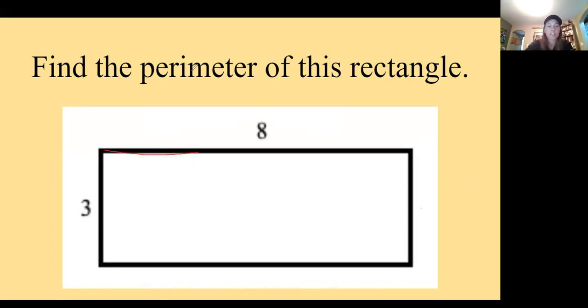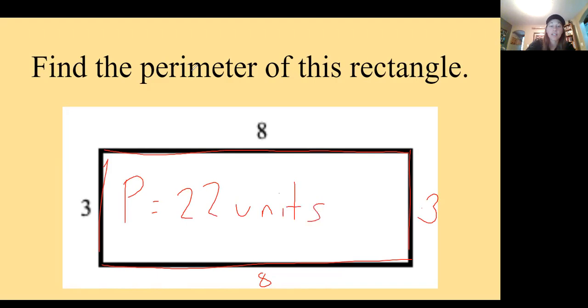So this one's tricky because this line is 8, which means down here, this line is also 8, which is part of the fence. This line is 3, which means this line over here is also 3. So now see if you can solve for the perimeter of this rectangle. So the answer is not 11, but it's 11 plus 11. It's 22 because you have to do 8 plus 3 plus 8 plus 3.